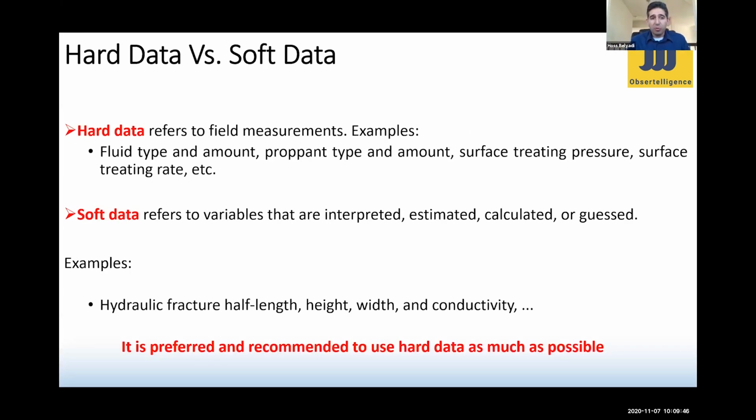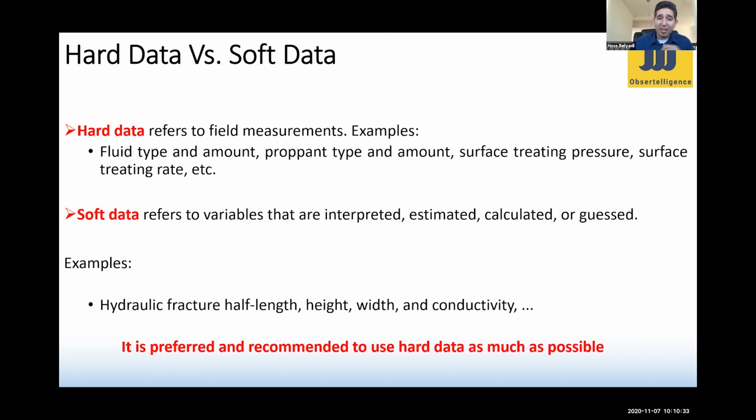The next thing that I want you to know is hard data versus soft data. Well, what is hard versus soft? Hard data refers to field measurements, things that you actually measure in the field. For example, when you hydraulically fracture a well, you measure your treating pressure through a transducer. That is hard data, because this is not interpreted and not calculated, okay? Proppant type, proppant amount, fluid type and fluid amount are hard data. We know exactly what they are. Surface treating rate, how fast you're pumping, is measured again, not calculated. So these are called hard data.